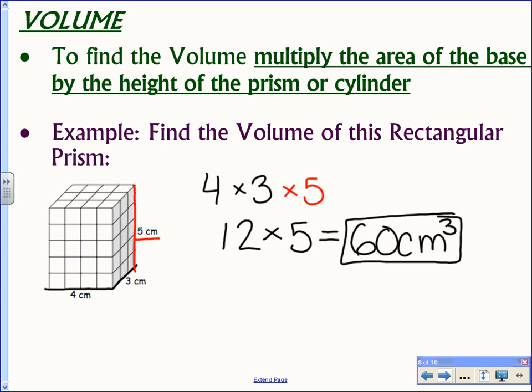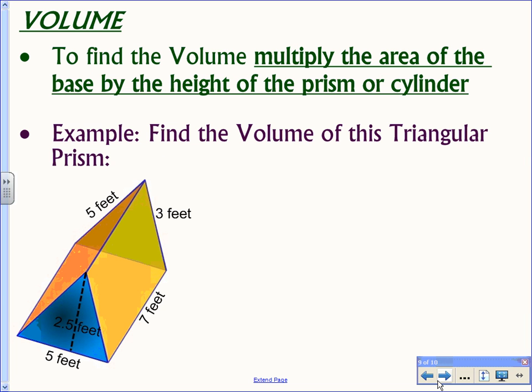Usually we refer to the volume of a rectangular prism as the length times the width times the height. And that would be the formula for finding the volume of a rectangular prism. Triangular prisms are not quite as easy. So we're going to try another example with the triangular prism.